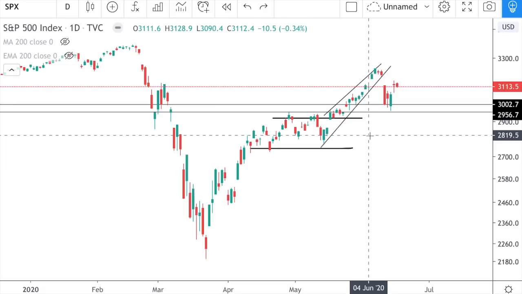Fact number three, we are going to enter a phase of economic recovery, and I'm going to show you the chart that I'm talking about.